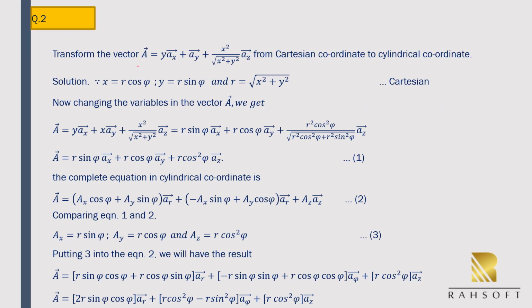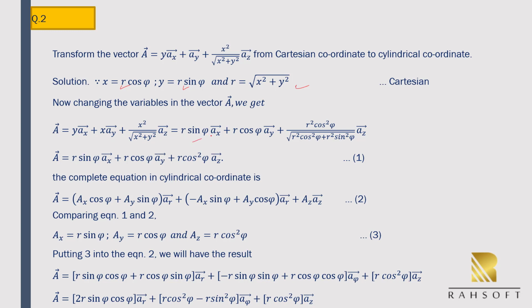Now query 2 is: transform this vector A equal to y a_x plus x unit vector a_y plus x square divided by square root of x square plus y square unit vector a_z from Cartesian coordinates to cylindrical coordinates. So now this is the solution. We know that in Cartesian coordinates x equal to r cos phi, y equal to r sin phi, and r equal to square root of x square plus y square. So now changing the variable of vector A, we get this vector: y a_x plus x a_y plus x square over square root of x square plus y square.